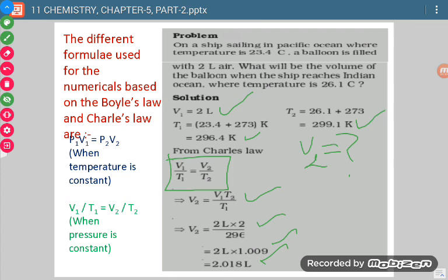So 2 liter volume will increase to 2.018 liter when temperature is increased. Okay, so that time volume will also increase. Okay, so this is the result.